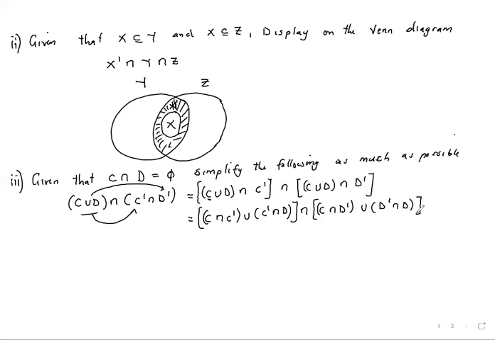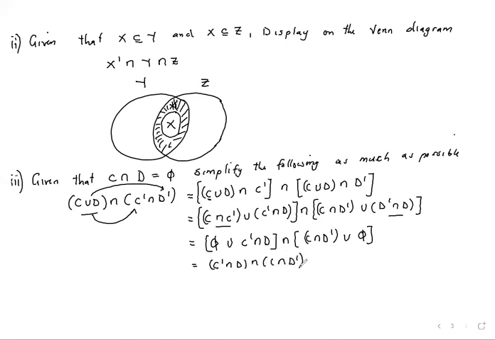Now you know that C intersection C complement is empty. This is empty. Union C complement intersection D intersection C intersection D complement, union. This is empty. Put empty. So empty union anything is that thing. So C complement intersection D intersection C intersection D complement.